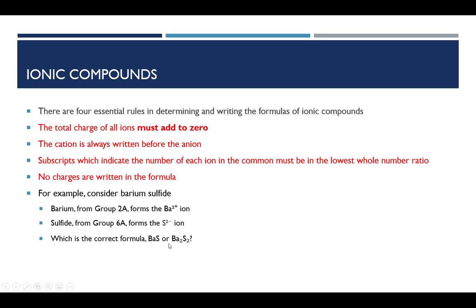But which of these is the correct formula? Well, remember we said on the rule, the third rule up here, we must write these formulas in the lowest whole number ratio. So 2 and 2 are both divisible by 2. So we divide both of these by 2 to get it down to a 1-to-1 ratio.